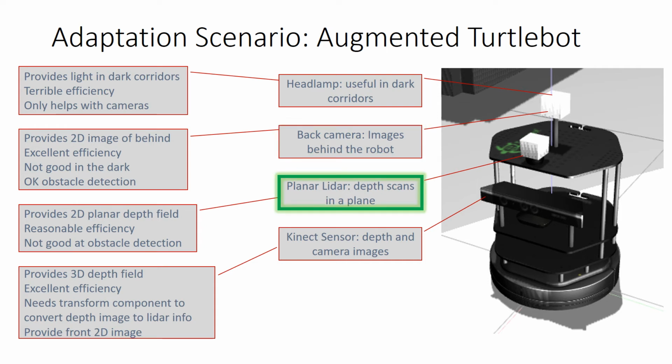The LiDAR is able to perform a depth scan on a plane. It has a reasonable efficiency and works well in the dark, although it's not good at detecting obstacles that do not intersect with the LiDAR scan plane.